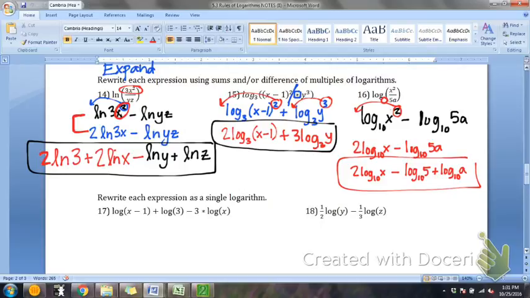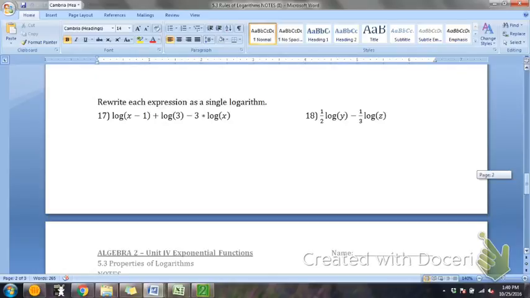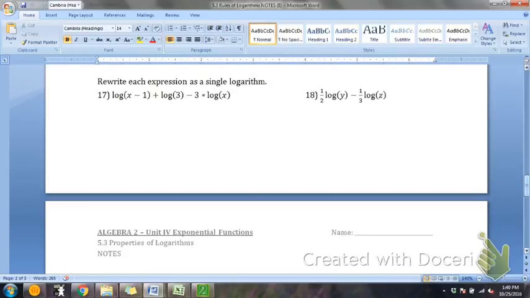Okay, let's go the other direction. So 17 and 18, we are condensing. So write that word up there where it says write it as a single logarithm. If it's a single logarithm, that means we are condensing, which means we're making it into one problem.